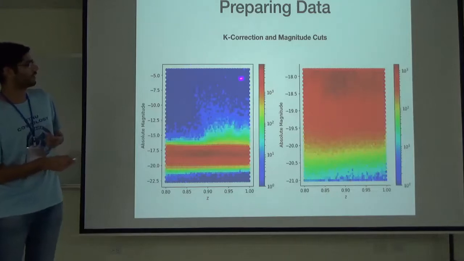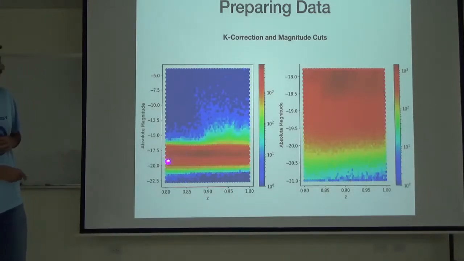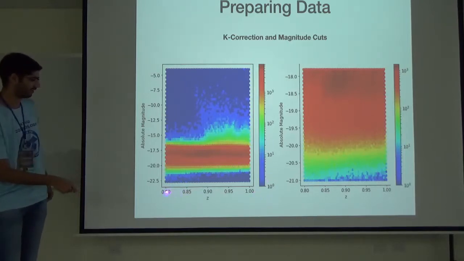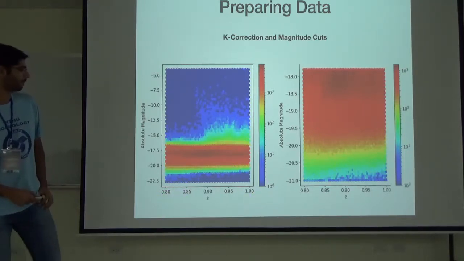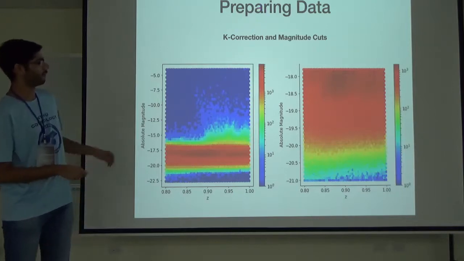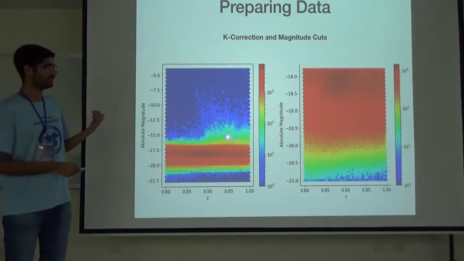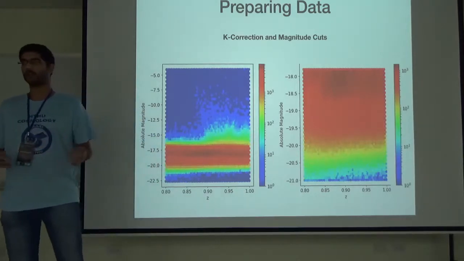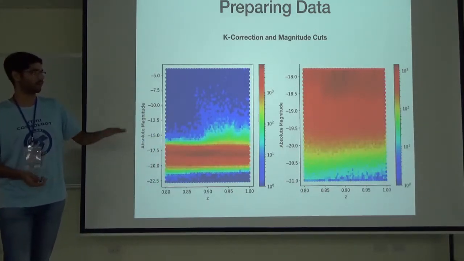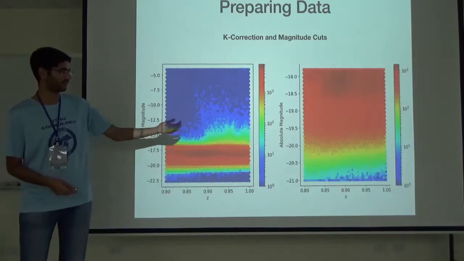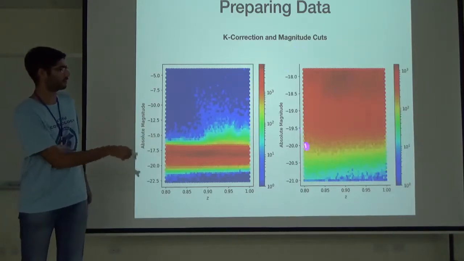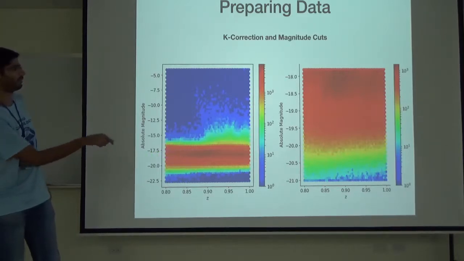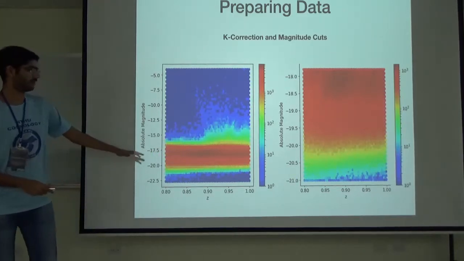We also do K correction and magnitude cuts. So we use the R band, and this is a redshift slice between 0.8 and 1. With the magnitude cut and the redshift bin, what eventually happens is we have a volume limited sample, and we avoid any sort of bias in the data and ensure completeness. So we cut it around here, minus 17.5. Just keep the brighter galaxies.